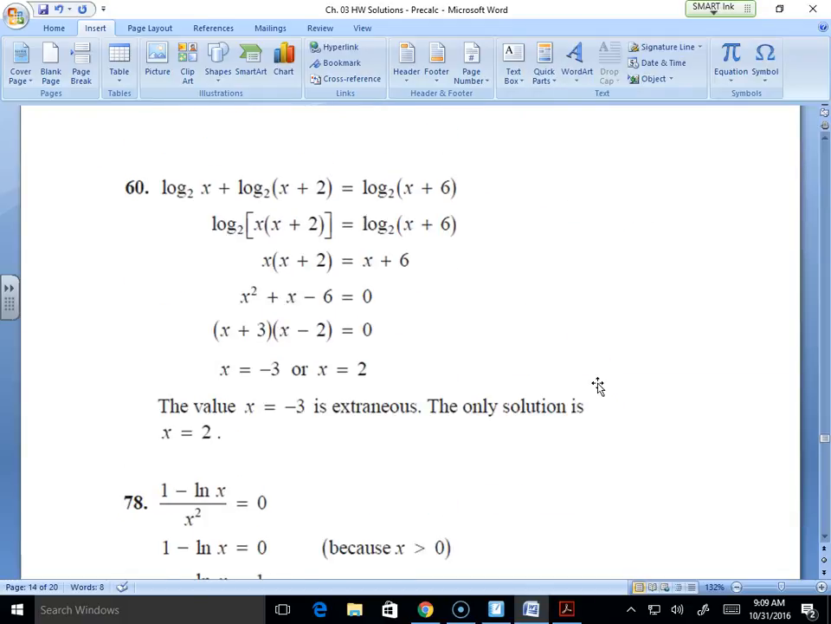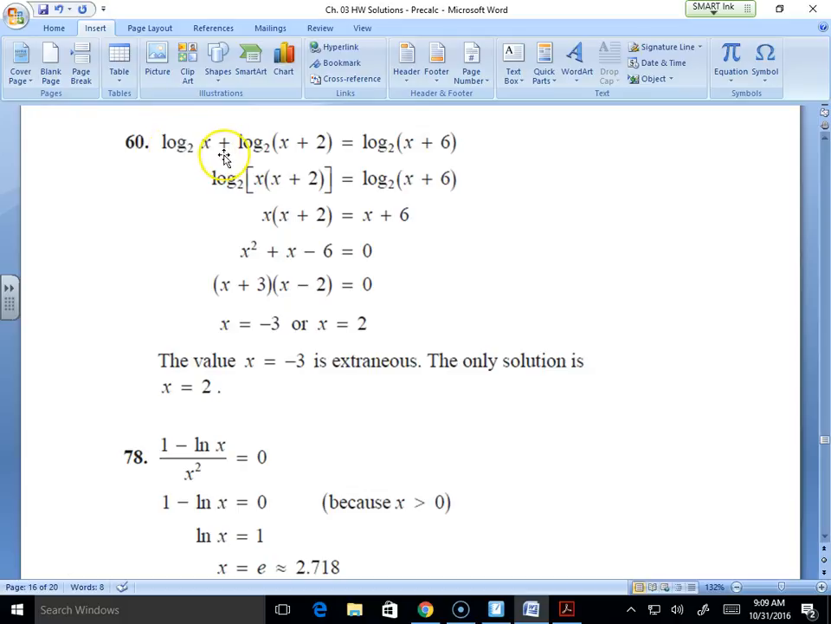Number 60. This one you had to use the product property. If you didn't use the product property, oh man, I don't even know what you would have done. It would have been messy. Your dad would have said you shouldn't use the product property.